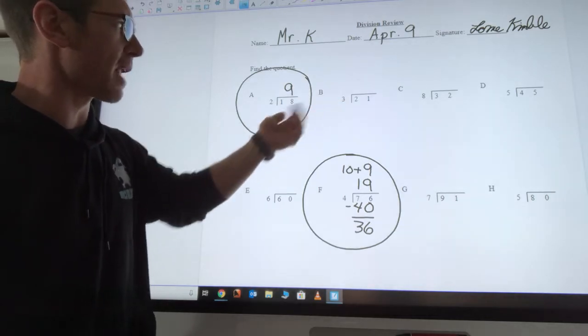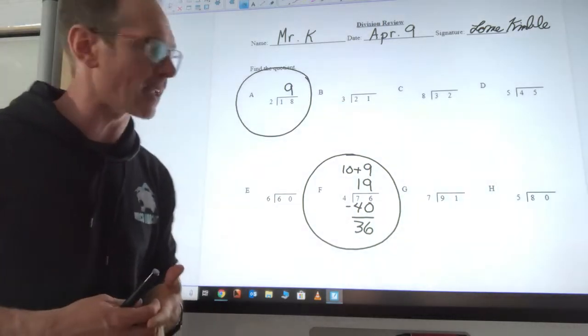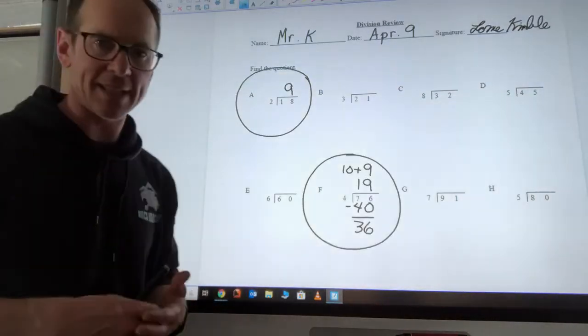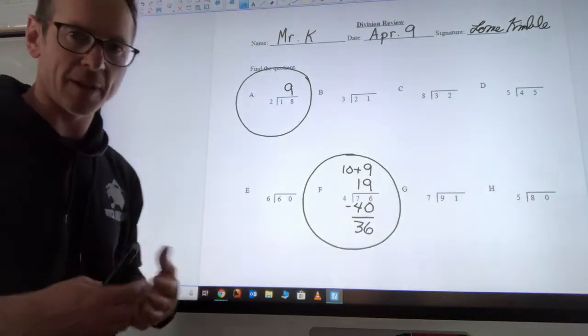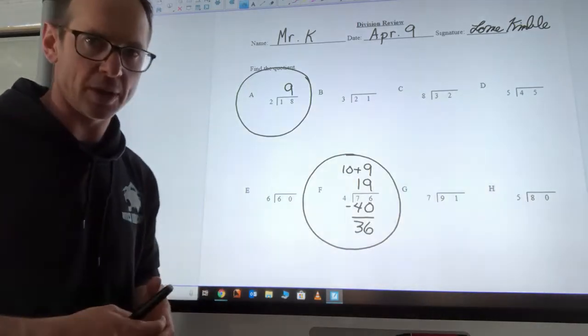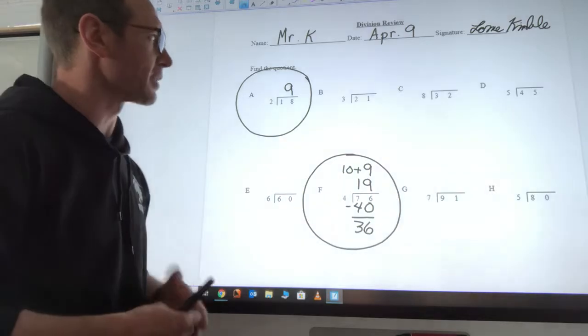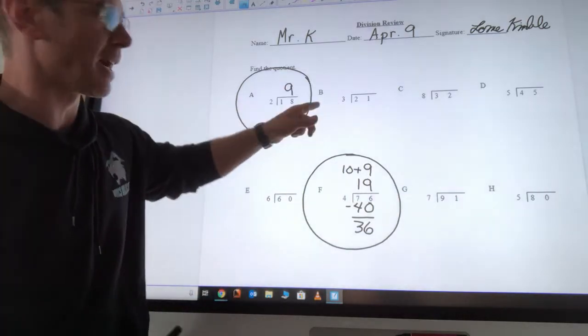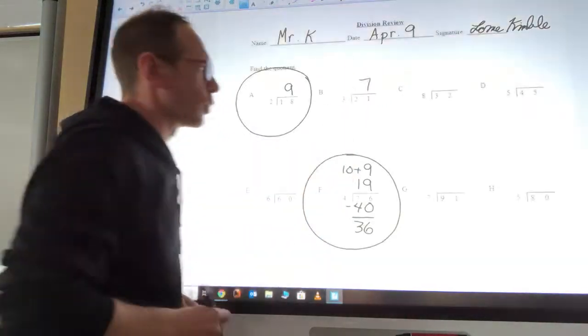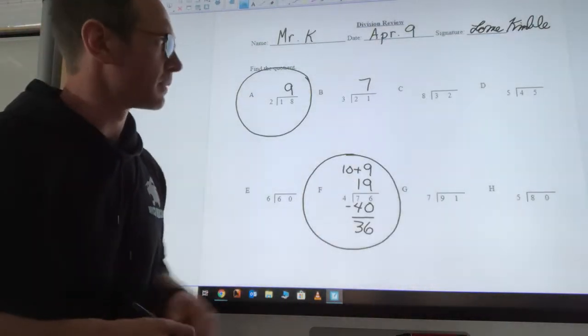So it says 21 divided by 3. How many 3s does it take to get to 21? Well, I know 10 times 3 is 30, so it's going to be less than 10. So from there, I can just look at my multiples and say, well, what times 3 equals 21? I should know these ones. We've been working on it for mad minutes. So I know 7 times 3 is 21. So if 7 times 3 is 21, then 21 divided by 3 is 7.